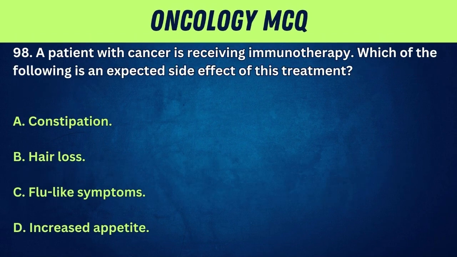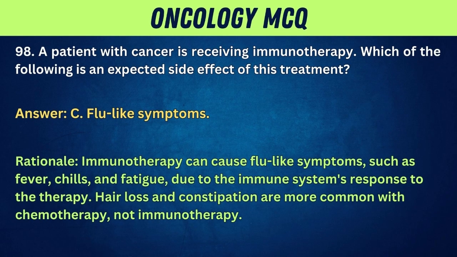98. A patient with cancer is receiving immunotherapy. Which of the following is an expected side effect of this treatment? A. Constipation. B. Hair loss. C. Flu-like symptoms. D. Increased appetite. Answer: C.